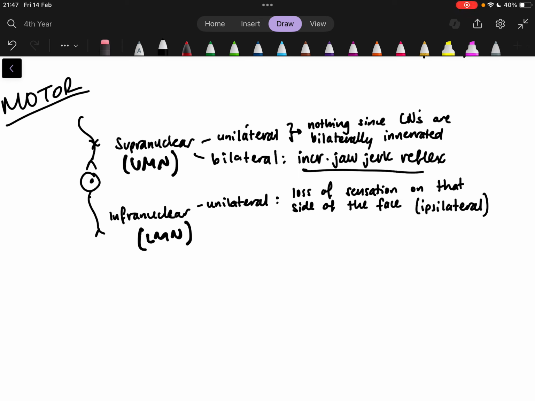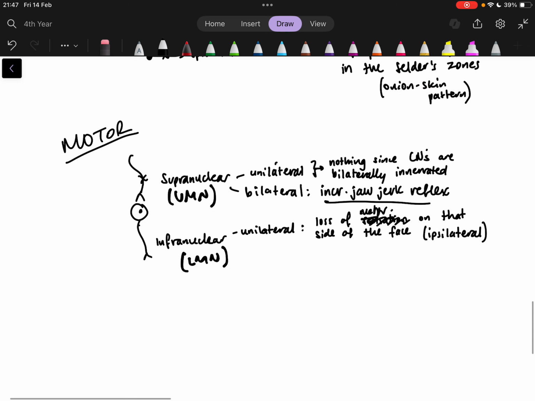And then we have infranuclear lesions, so any lesion below the nucleus. Okay, and this is exactly like a lower motor neuron lesion. So you're going to get loss of function on that particular side of the face, so ipsilateral. So if it's on the left side and you have an infranuclear lesion, you're going to get not loss of sensation, but loss of motor functions. So things like hyporeflexia, reduced jaw jerk reflex, and atrophy of the jaw, the chewing muscles, and so forth. But that is quite rare to see, really.